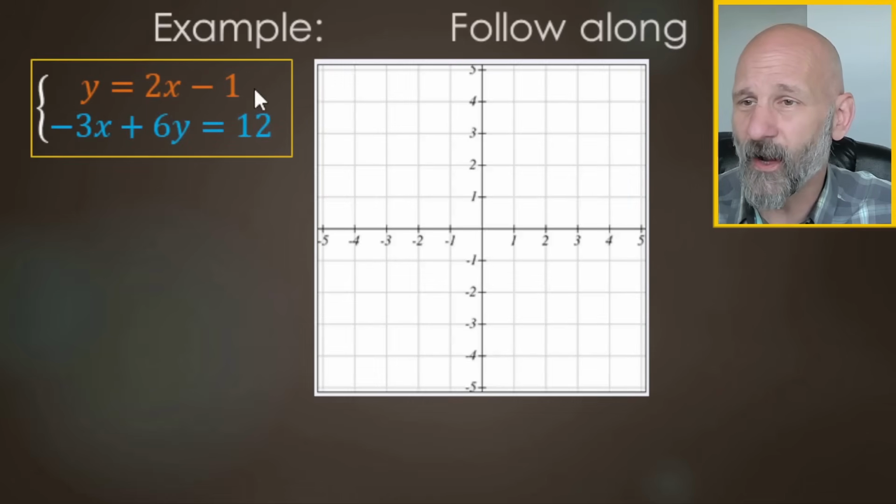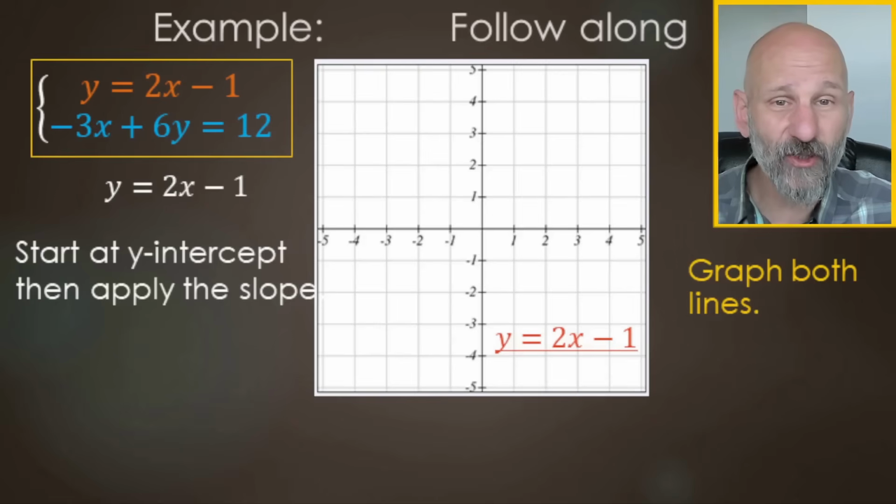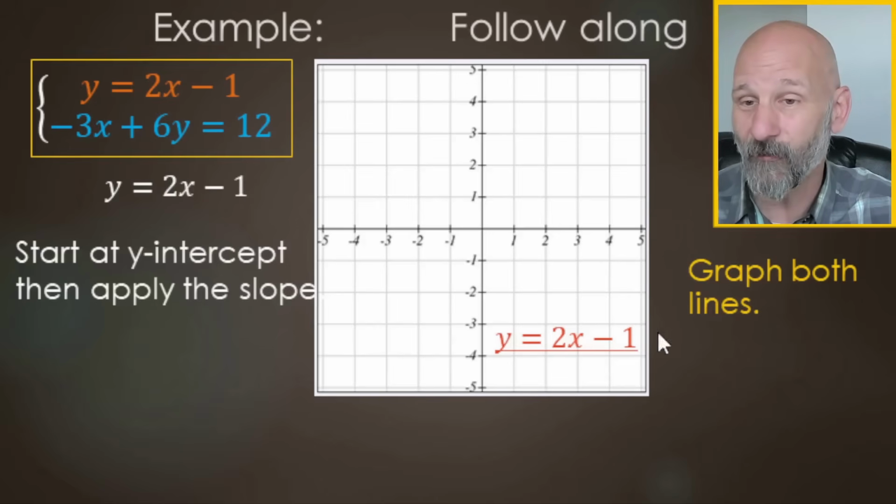We've got y equals 2x minus 1 and negative 3x plus 6y equals 12. Our top equation has y equals mx plus b, so that's going to be slope-intercept form. Our strategy for that is to start at the y-intercept, negative 1, and then apply the slope. The slope for this one is 2.